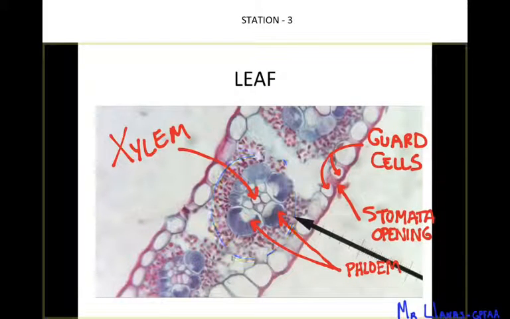You can see that all these little circles here are empty, and those are your xylem. Remember that xylem is non-living. Phloem is a living cell, and those are the big ones out here. If we had other microscopes, sometimes we'd be able to see some structures inside the cell. They're living cells, xylem is not. The other part that I wanted you to label was the stomata opening and the guard cells.